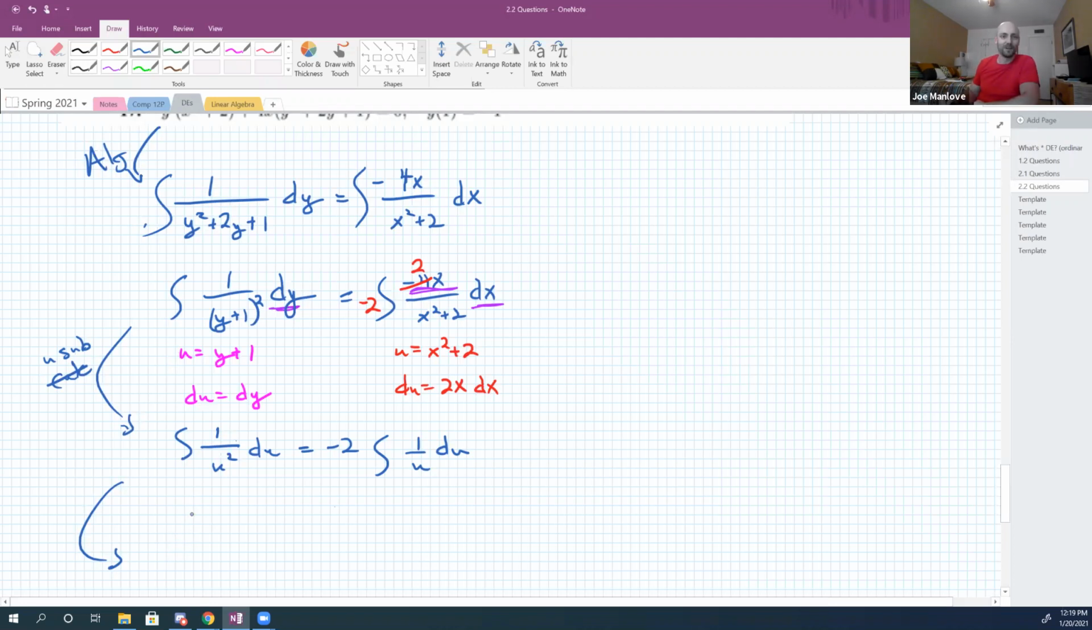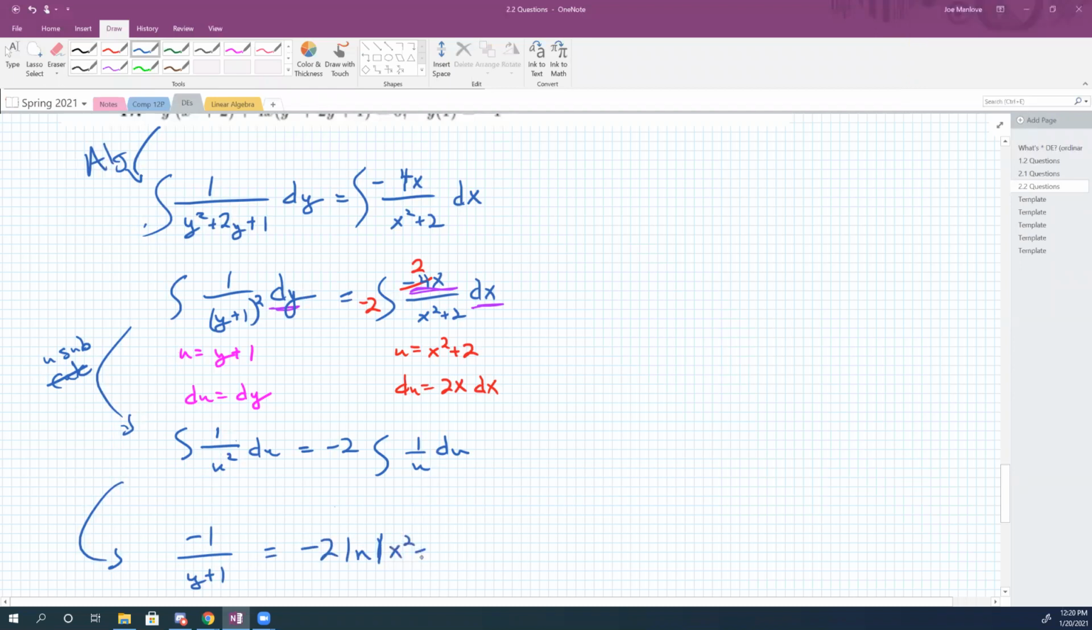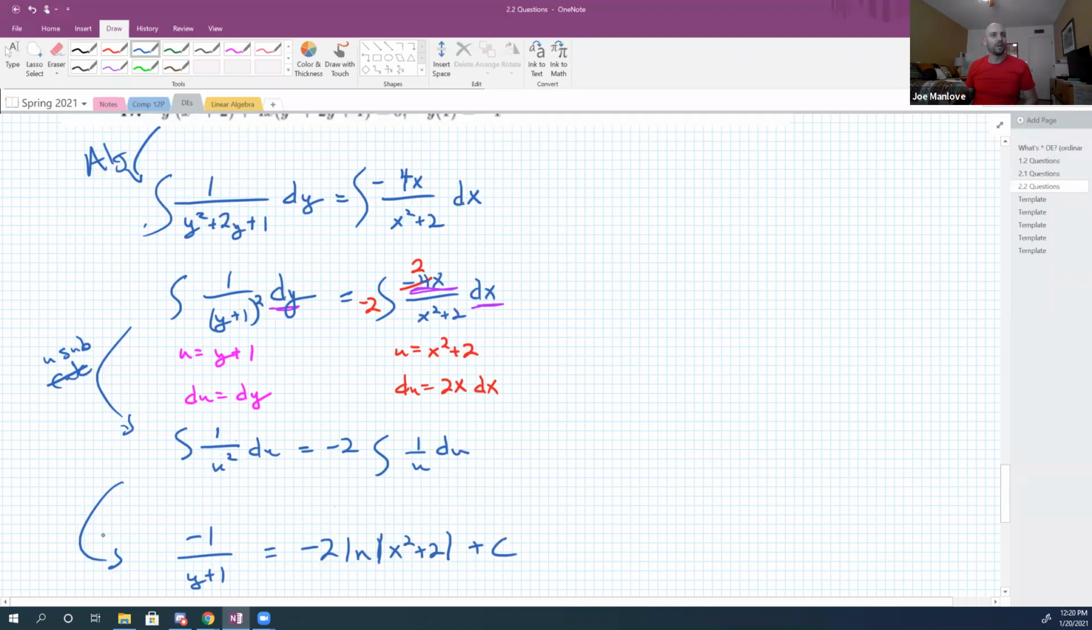Okay, so here I'm going to have, what's the integral of 1 over u squared? How do you do that? Minus 1 over u. Okay, so I have minus 1 over (y plus 1) on this side is going to equal minus 2 log of the absolute value of u, that's x squared plus 2 over there. That was a red u. And then I have a plus a constant. On board with that? Yep, looks good.